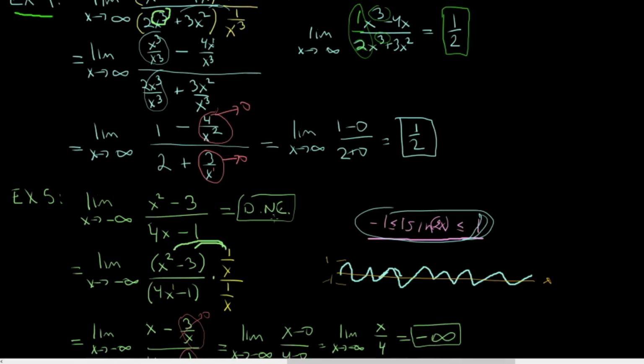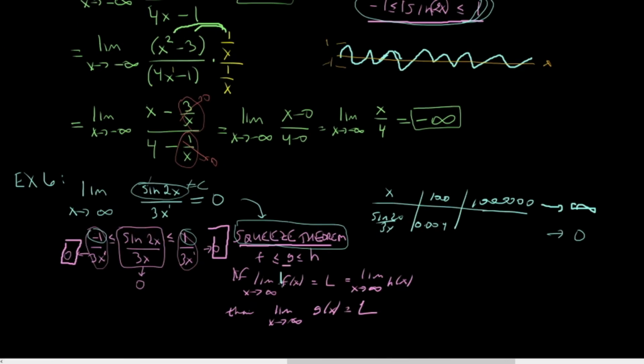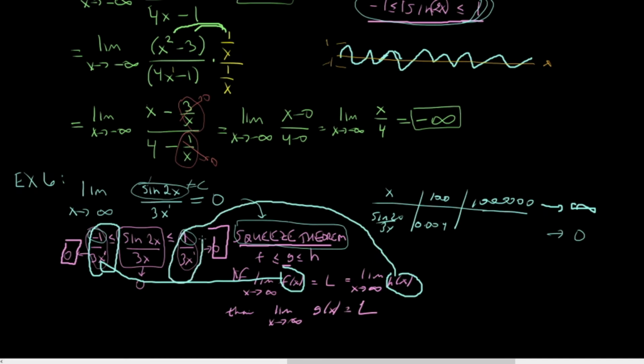We use this for our f and g. For our f and h. Here h of x was this mess here, the 1 over 3x, and the f of x was -1 over 3x. And the g of x, the g here, is what's in the middle. That's the sine of 2x over 3x.